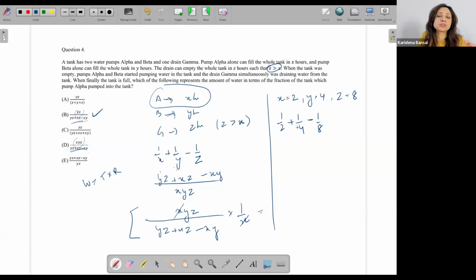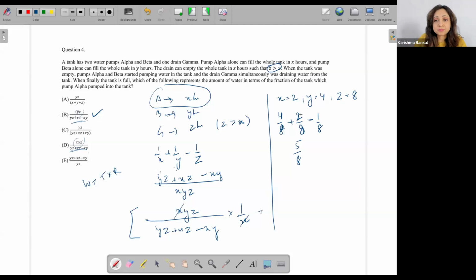Now my calculation is relatively easier. I'll say I'm multiplying this by 4, so I get 8. I'm multiplying this by 2, so I get 8. I get 6 and minus 1, which is 5. So I get 5 by 8 over here. This is the reason why I took 2, 4, and 8, because my calculation is very simple, right? I'm just taking multiples of each other, though they are distinct values. So when I plug in the options, I'll get all distinct values.